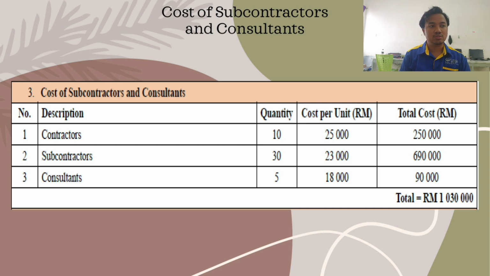For the subcontractors, the total people needed is 30 people. So the cost per person is 23,000 per person. So the total cost of it is 690,000. And lastly is the consultant. So the quantity of people needed is 5 people, and cost per person is 18,000. So the total of it is 90,000. So the overall cost for the subcontractors and consultants is 1,030,000.